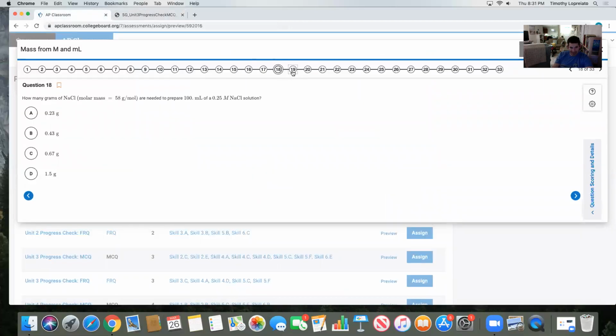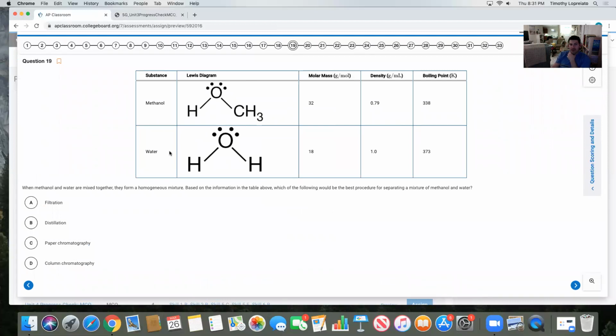All right, question 19. Ooh, we got methanol, we got water. We got their molar mass, all right? The water is definitely smaller than the methanol. We got their density, we got their boiling points, all right? And we have their structure. Ooh, we got some hydrogen bonding going on in both. This is going to be a dipole, and this is going to be London dispersion forces.